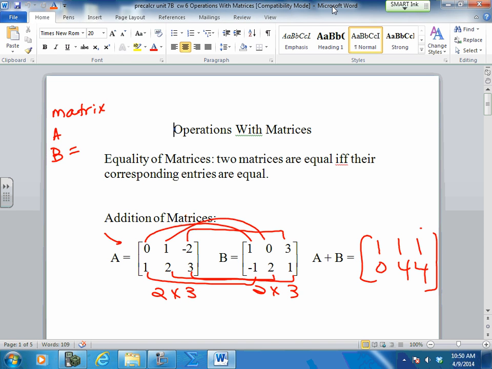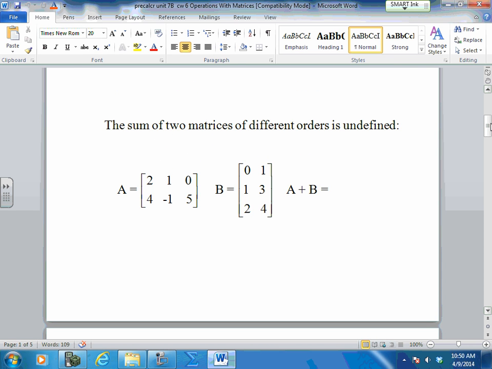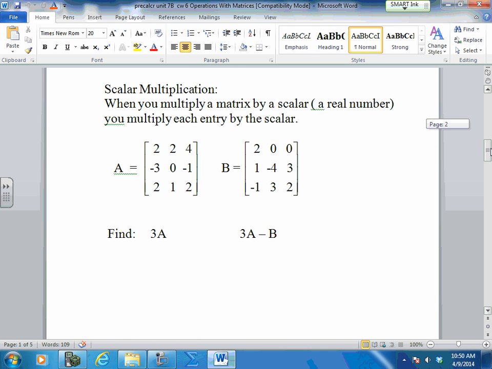Your addition ones, the orders have to be equal. And then you can add. So what happens when the order is not equal, such as these? You can't do anything. We say this is undefined. It's kind of like dividing by 0. It's undefined. We cannot do this. There's no way to match up the entries. There's no corresponding entries here. So to add and subtract, the orders have to be the same.